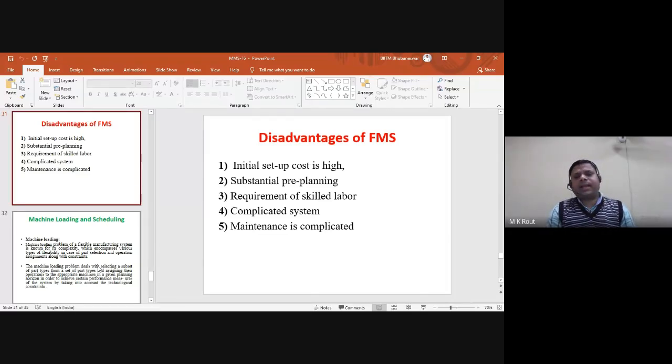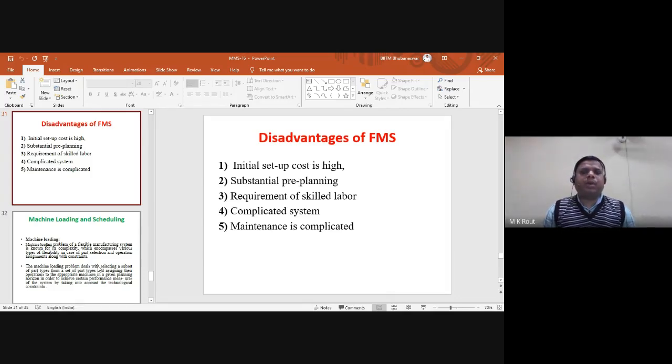These directly lead to a higher amount of cost in the investment or setup of this flexible manufacturing system. The next is that substantial pre-planning is needed in a flexible manufacturing system. You cannot directly perform the progressive layout without pre-planning. You cannot perform the ladder layout without pre-planning. That is why substantial planning is needed. And then the most important thing is that due to unpredictable and predictable customer demand, you cannot perform it directly.